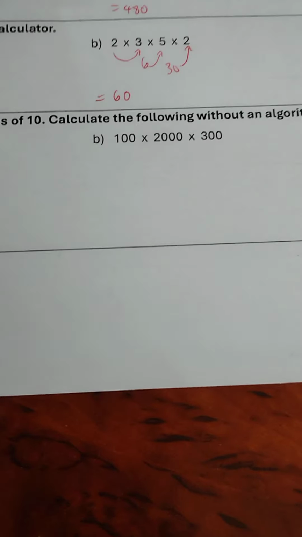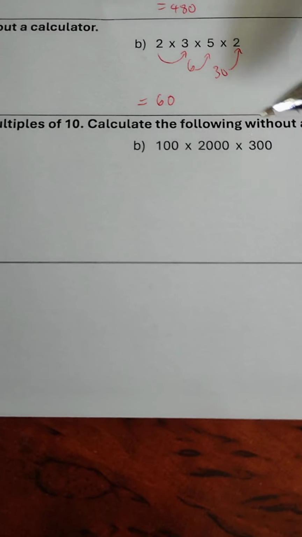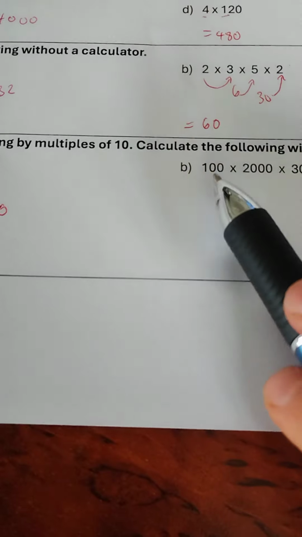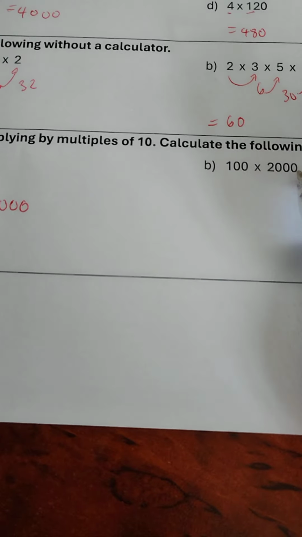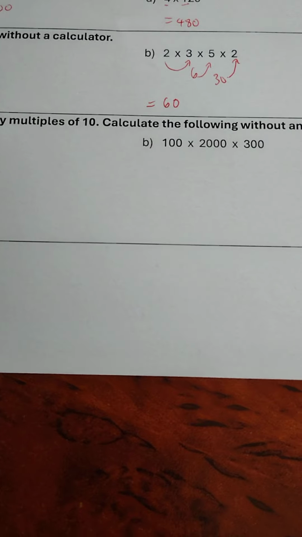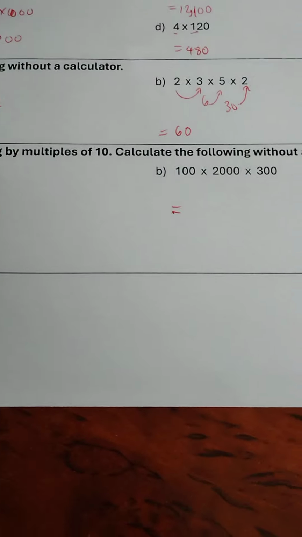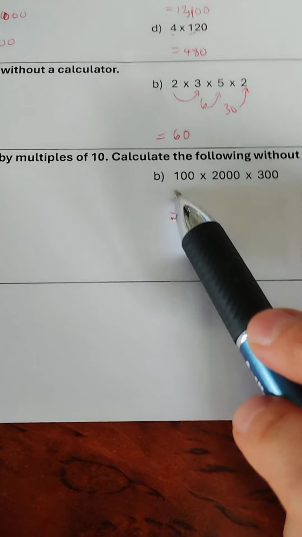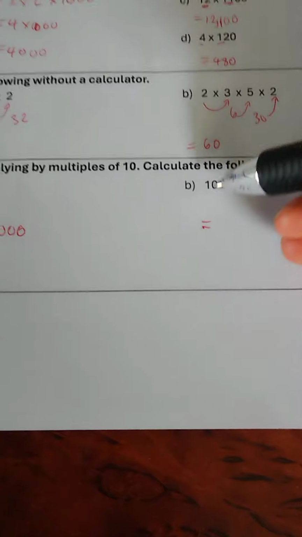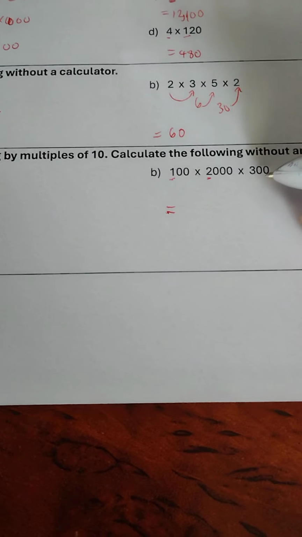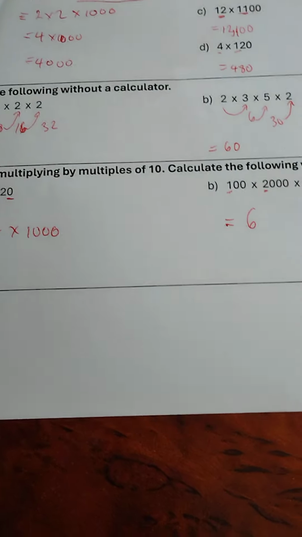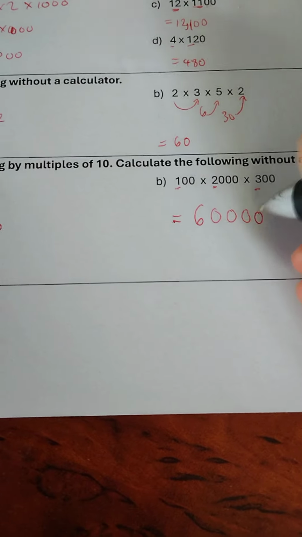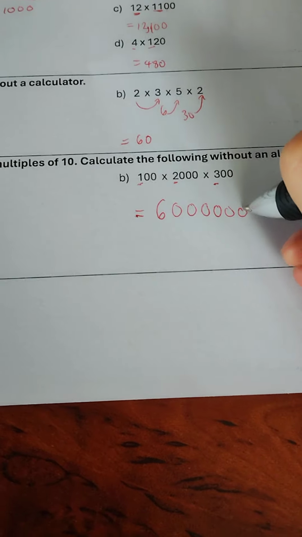So the next one, I can see there's 2 zeros at the end, 3 zeros at the end, and 2 zeros at the end. So my final answer will have 1, 2, 3, 4, 5, 6, 7 zeros at the end. Before I add on those 7 zeros, let's multiply the non-zero digits. So 1 times 2 is 2, and 2 times 3 is 6. And then add on those 7 zeros.